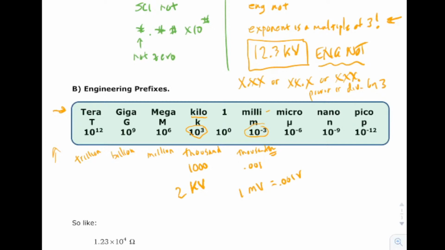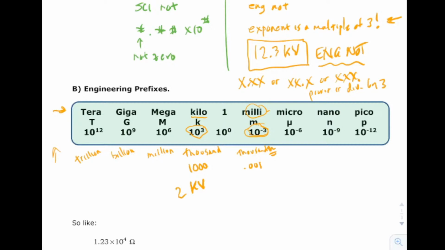Again, milli means thousandth. It means times 10 to the minus 3. And times 10 to the minus 3 means slide your decimal back 3 places. You end up with this, 0.001 volts. So there's a lot of logic to this. This is the way it works. This is the system right here.